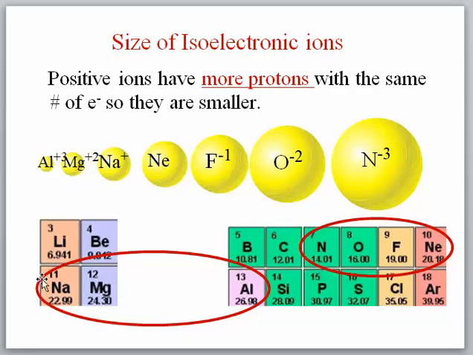Here you're losing those electrons to get your 10 electrons. Isoelectronic, but with different numbers of protons. So your more highly charged positive ion is going to have a larger number of protons to electrons. So its radius is going to be much smaller than your more highly charged negative ion.